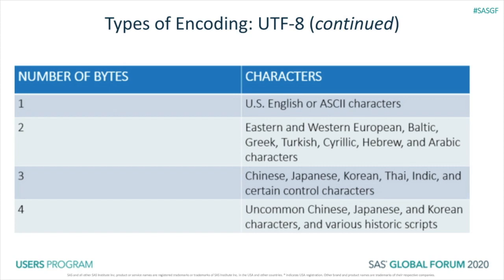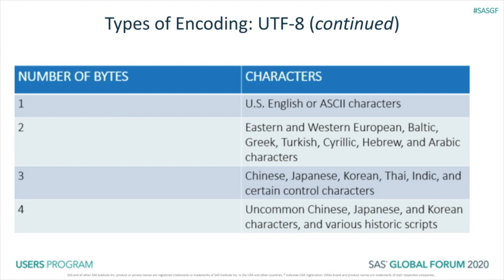This slide shows the number of bytes needed to display different characters. So for US English or ASCII, this is going to require 1 byte to be stored. Eastern and Western European languages, including Turkish, Hebrew, and Arabic, require 2 bytes to be stored. With the Asian languages, Chinese, Japanese, Korean, each character requires 3 bytes to be stored, and some of the uncommon Chinese, Japanese, and Korean characters require 4 bytes.